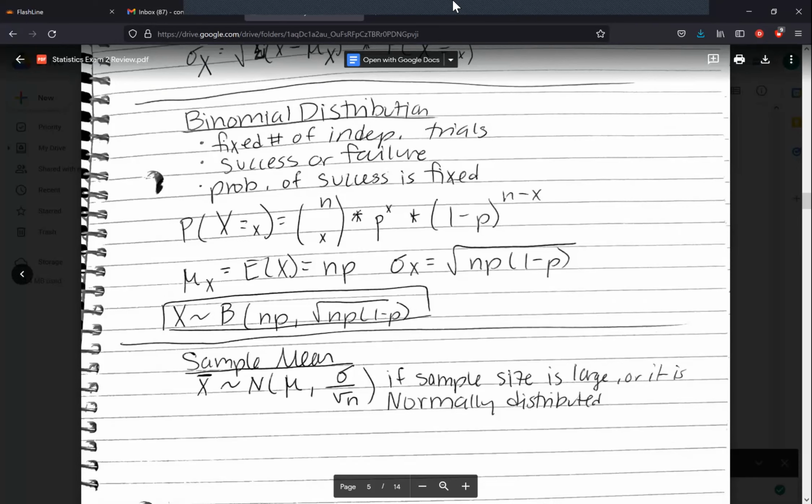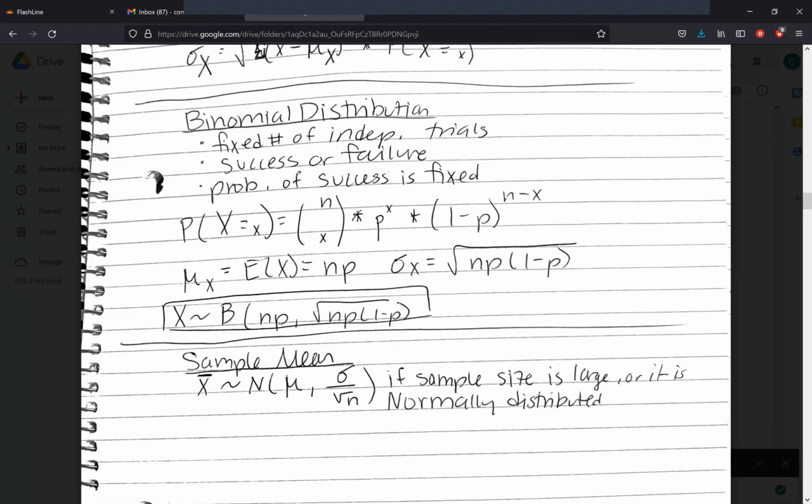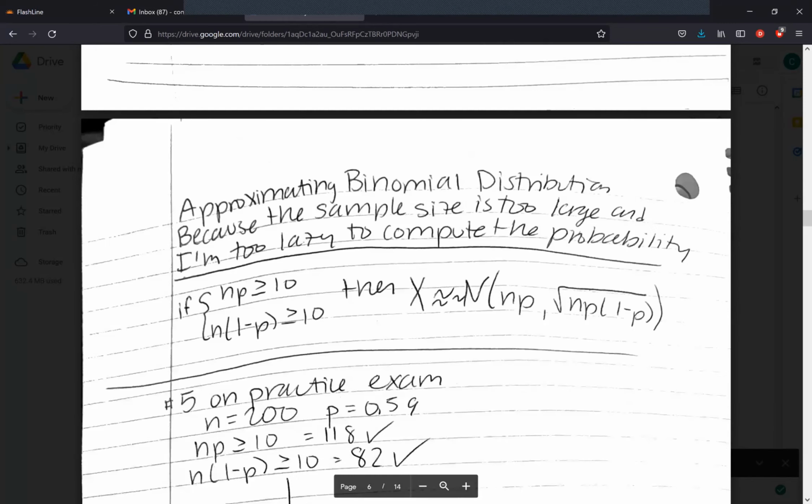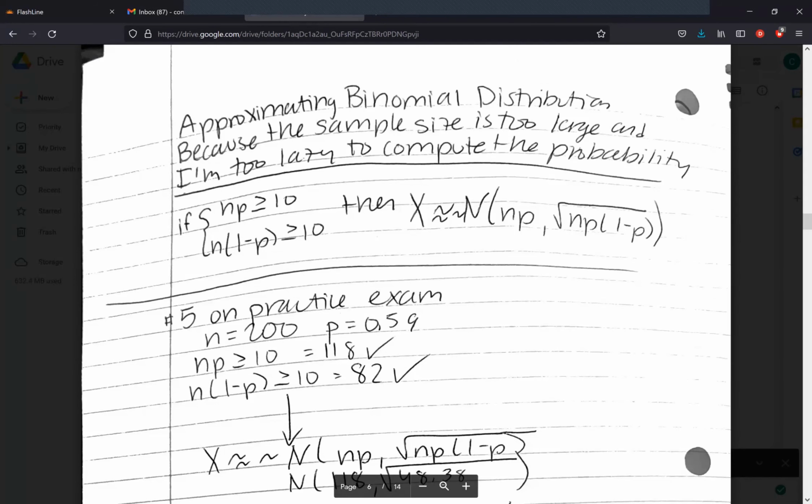And the binomial distribution is simple enough to understand, but if you have a large sample size, you would be better off approximating it, which I think I have down here. Yeah, so approximating binomial distribution because the sample size is too large and I'm too lazy to compute the probability.